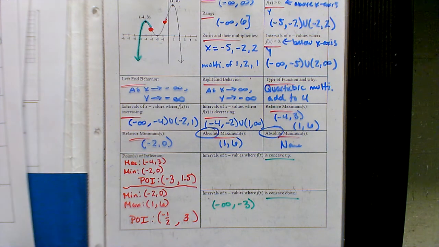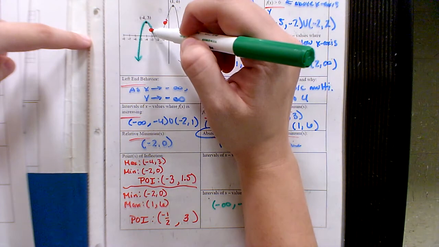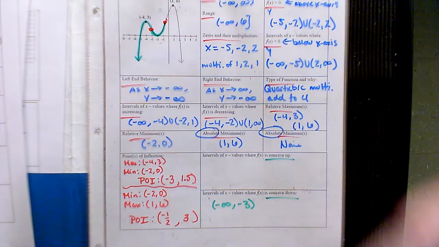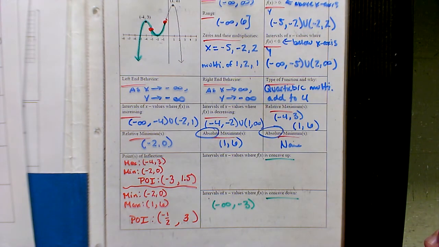If you continue to trace your graph, stopping at the next point of inflection, how would you describe the curvature of that section? Regular parabola, upside down parabola.